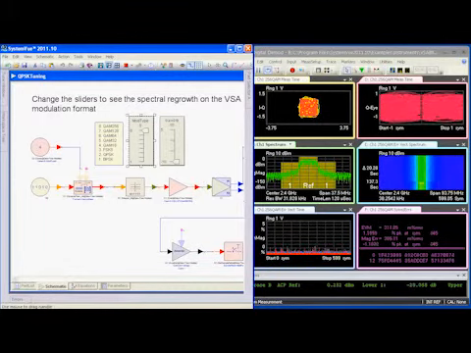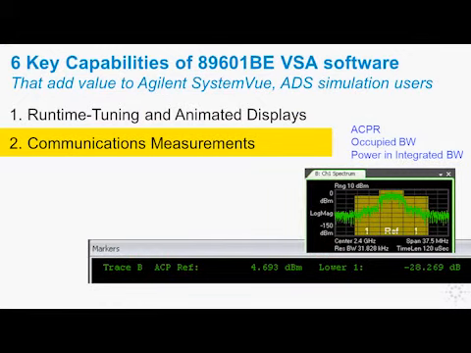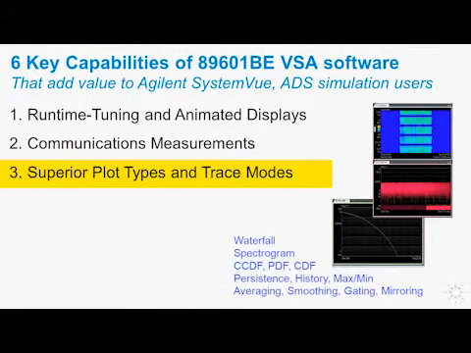The second of the 6 capabilities was communications measurements that involved measurement bandwidths, ACPR, power between markers, occupied bandwidth. These are all dynamic measurements made on the fly by the VSA software. There are also several new trace types such as spectrogram, persistence, waterfalls, CCDFs, max and min, averaging, smoothing, gating. Many of these things, again, are possible with equations, but these are new dynamic trace types within the VSA software that add value to simulation users.